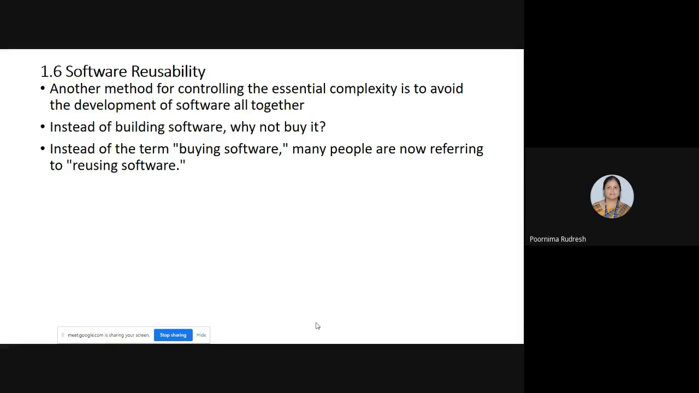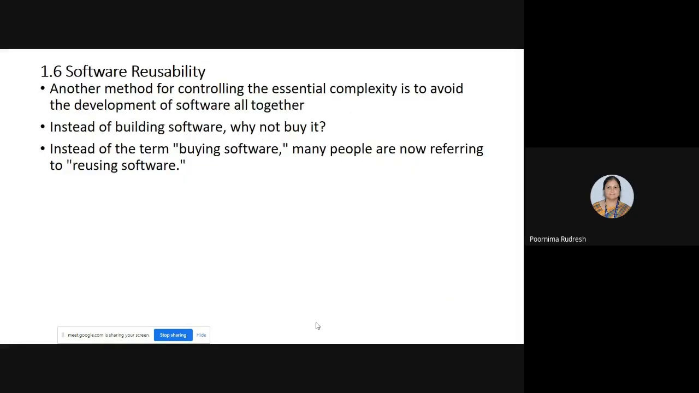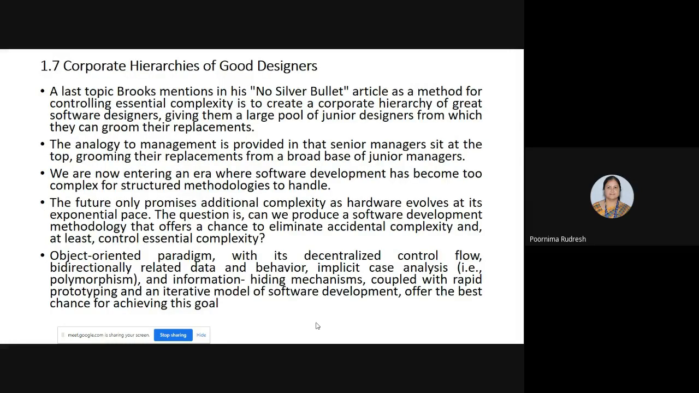Okay, the last topic of the chapter is corporate hierarchies of good designers. This is just theory that I am going to explain: how we can control the essential complexity. One method of controlling the essential complexity is making use of software reusability. The second one is creating hierarchies of managers. Understood? And that is discussed in a paper called No Silver Bullet that I explained in the last class.